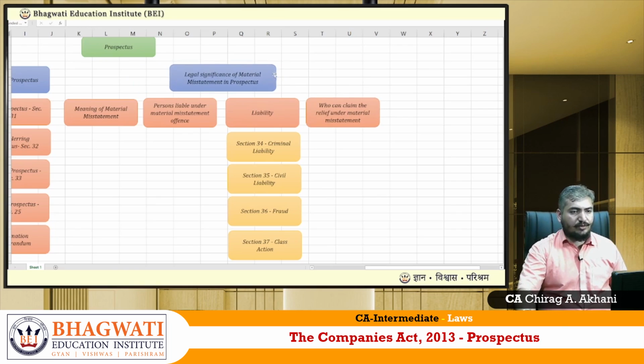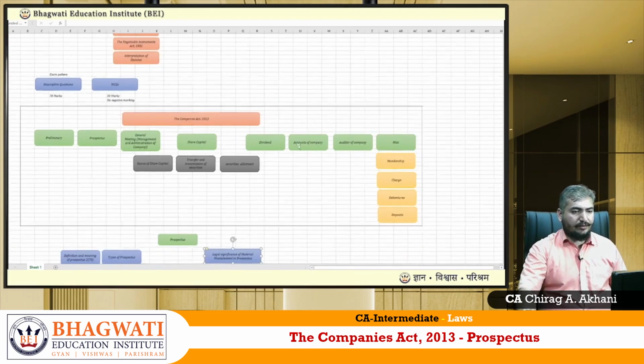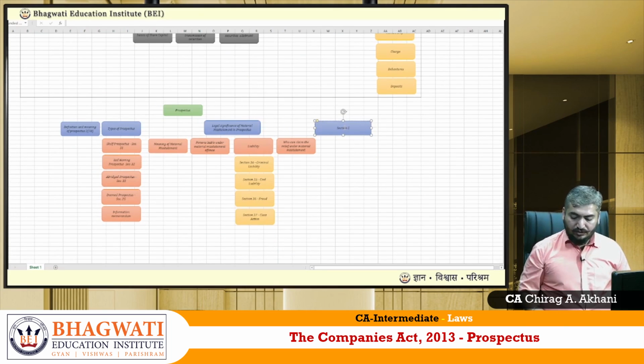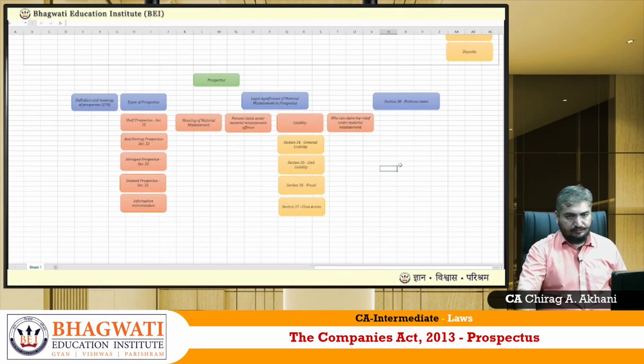So these are all the topics we are going to learn. Few more points are also there, and that one is section 38. Section 38 talks about what if shares are issued in a fictitious name? What if the shares are issued in fictitious name?